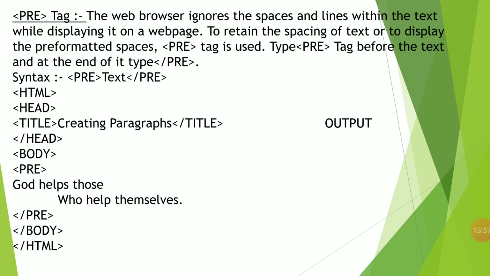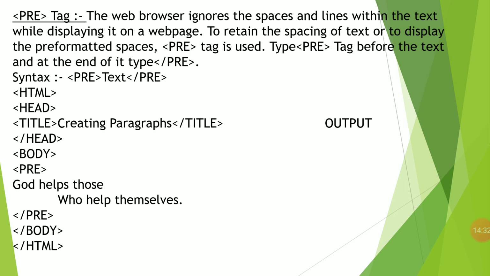Next tag that I am going to discuss is the pre tag. The browser ignores the spaces and lines within the text while displaying it on a web page. To retain the space of text or display the pre-formatted space, the pre tag is used. Dear student, you might have seen that whenever you write some text in a normal text editor or document application, wherever you want to break the line, simply you press the enter key and you get that format as you want.